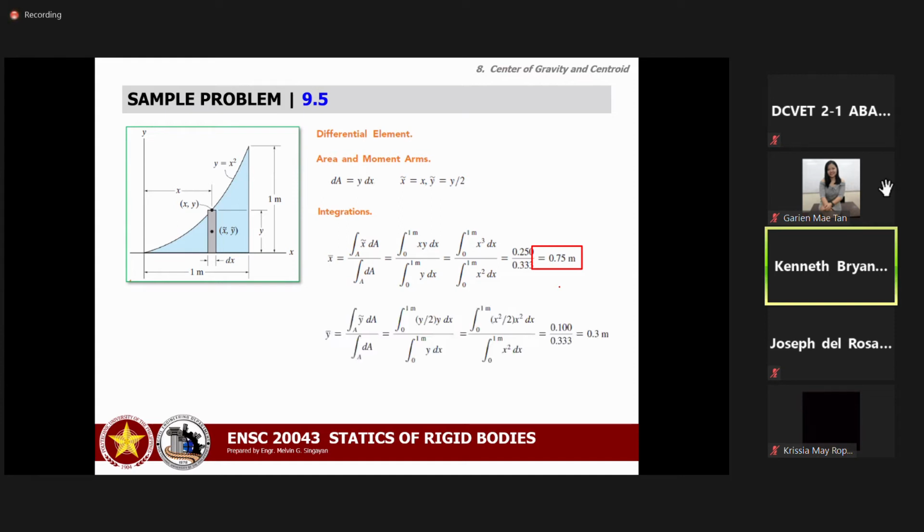Then for bar y, that is equal to the integral of y curl dA over the integral of dA. That is equal to the integral of y over 2, that is your y curl, times dA, which is y dx, from 0 to 1, over the integral of dA. Similar to this, we replace y with x squared since we are integrating with respect to x. By doing so, we have the integral of x squared times x squared dx from 0 to 1 over the integral of x squared dx from 0 to 1. That is equal to 0.1 over 0.333, which is 0.3 meter. And that is the value of bar y.